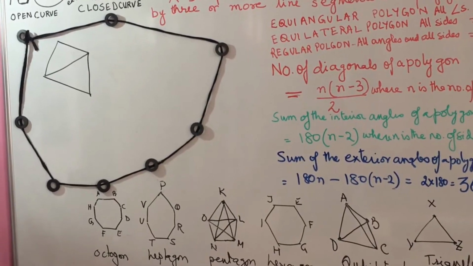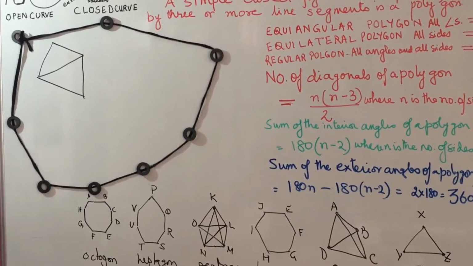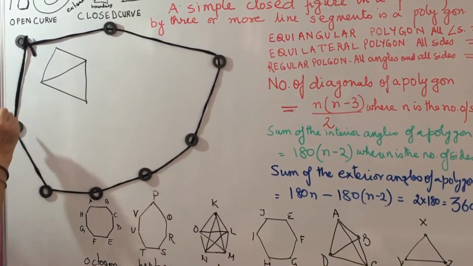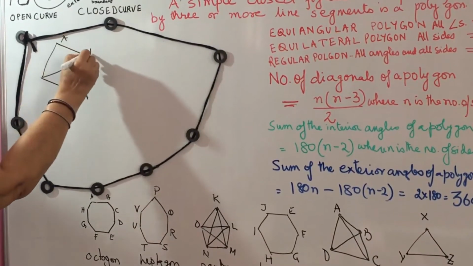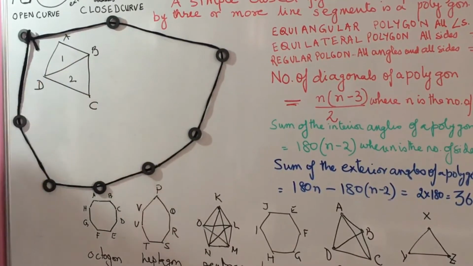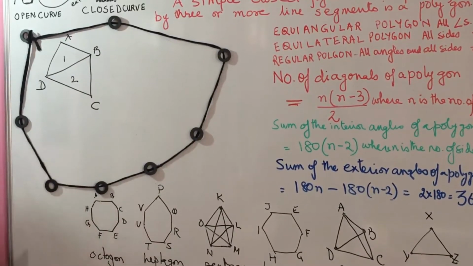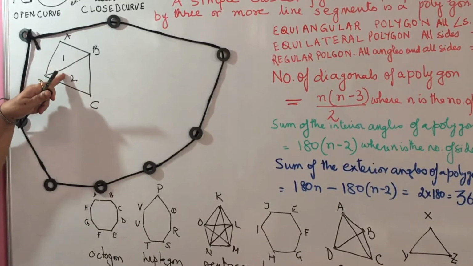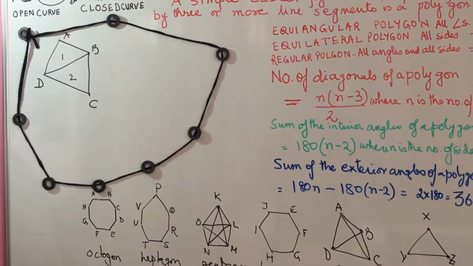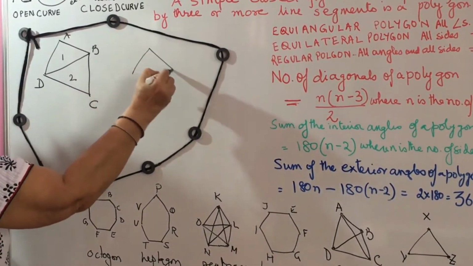Now to find the sum of the interior angles of a quadrilateral, we divide the quadrilateral into two triangles. Here I have divided the quadrilateral ABCD into two triangles, 1 and 2. Now the sum of the angles of a triangle is 180. So when I have two triangles here, the sum of the interior angles will be equal to 360 degrees.